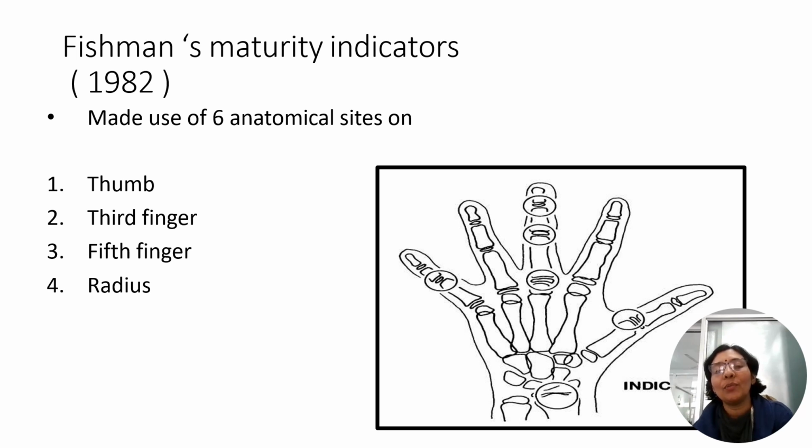Now, next are the Fishman maturity indicators. He made use of 6 anatomical sites rather than taking all the fingers. One was the thumb, then the third finger, then the fifth finger, and the radius. Depending on the stages in these 4 anatomical sites, he gave 11 stages.